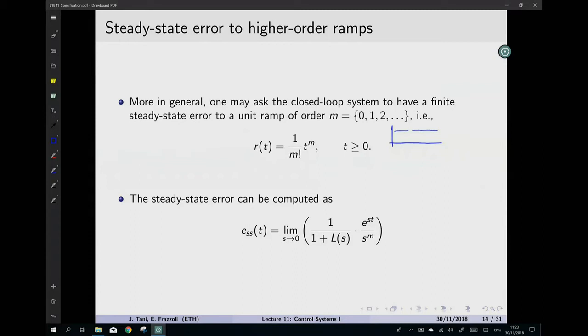But what if instead we don't have a constant, but instead we have, for example, a ramp? These are called ramps of higher order. This is a 0 order ramp. This is a 1 order ramp. It's a 2 order ramp. Basically, if we send as reference signals any signal of this class with m integer, well, what we get at steady state is exactly the same thing as before.